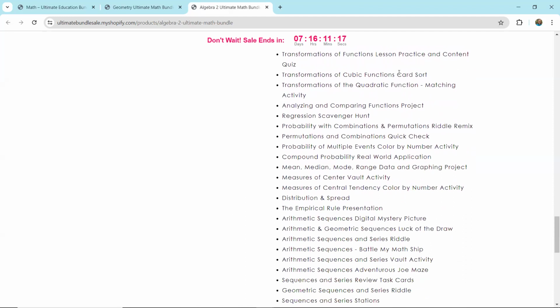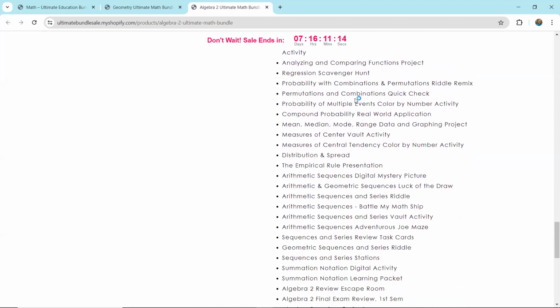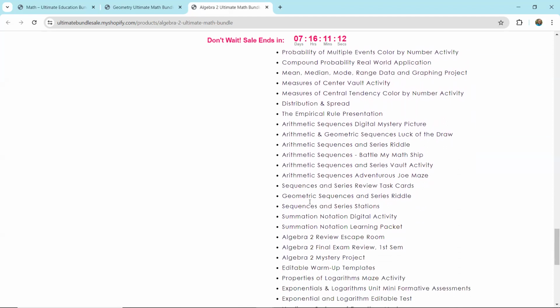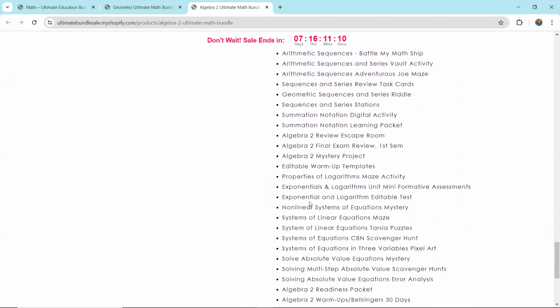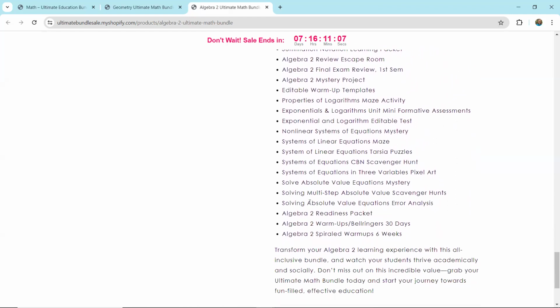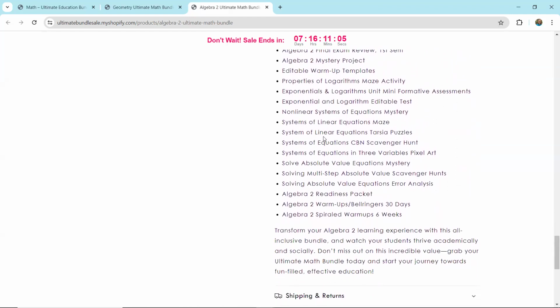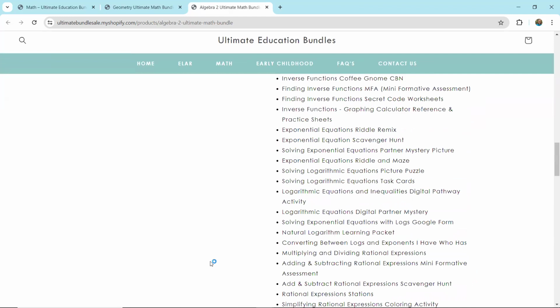Transformations of cubic functions, card sort. I like that. Probability, combinations, permutations, arithmetic sequences, geometric sequences. So it just goes on, systems of equations, absolute value stuff. So really nice. And even just the end here, there's some stuff that's more overall that you could scatter throughout the year or use as a review. I love that. So just tons of great stuff.